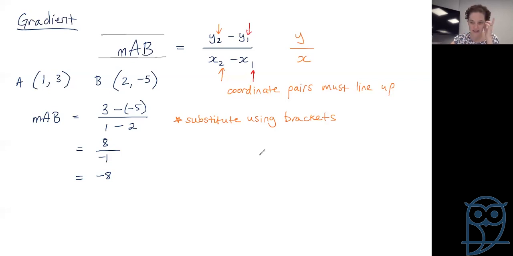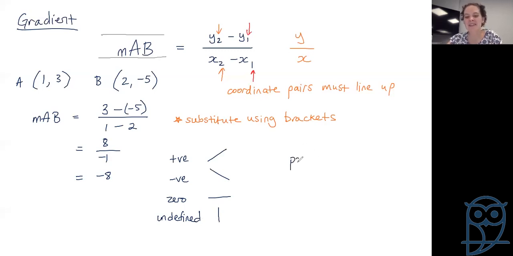At a few other things while we're on the subject of gradient. We want to be sure of what is a positive gradient, a negative gradient, a zero gradient, and an undefined gradient. So a positive gradient, we're always working from left to right. So positive goes up, negative goes down, zero is a flat line, and undefined goes straight up. Okay, so let's make sure we don't get these two back to front.